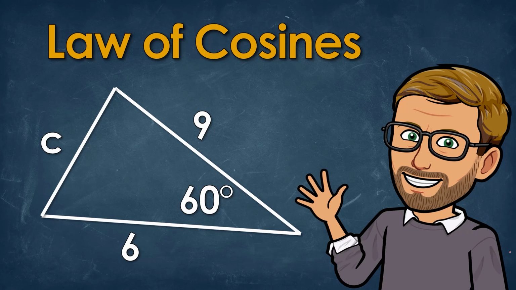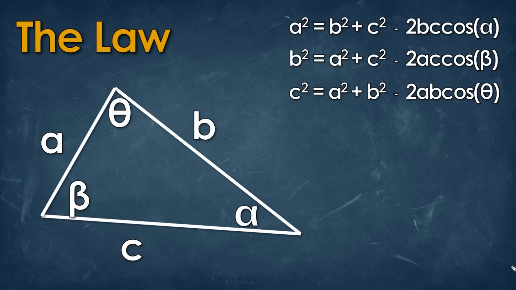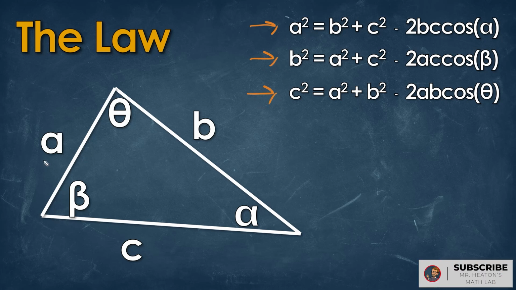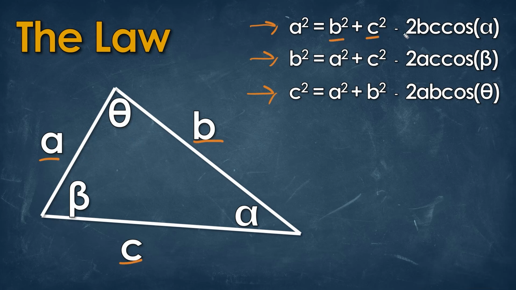In this video, we're going to learn about the law of cosines. The law of cosines is stated in three different postulates. It has three different rules, or three different answers, that we can choose from. Depending on what side we need, if we need A, it tells us to take the two other sides, B and C, square them, and then subtract 2 times those two sides times the cosine of the angle opposite of A.